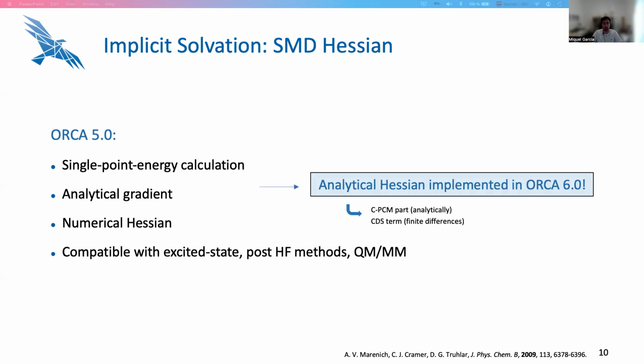So what we have done now is implement the analytical Hessian for SMD. And what is done there is that the electronic part is done analytically, let's say the one that corresponds to CPCM, and the cavity dispersion term is computed numerically via finite differences. And now you can request the analytical Hessian in SMD. So this is something that will make your calculation faster.